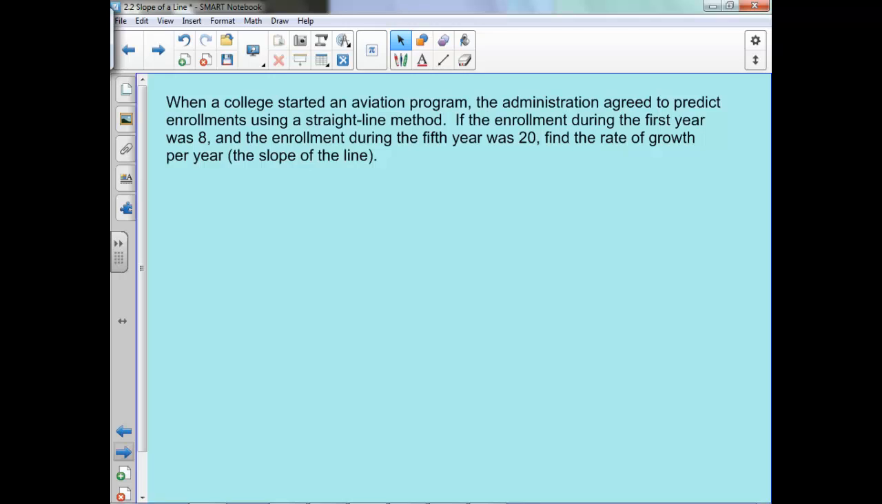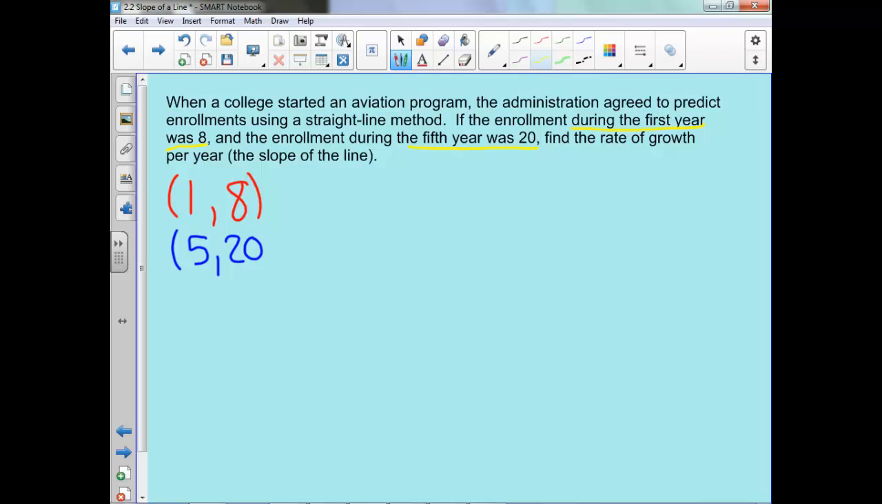So now we've got an actual application problem. Some things to point out. Enrollment during the first year was 8. So that can give us an ordered pair of 1 year and 8 students. And then we also know enrollment during the 5th year was 20. So our second ordered pair could be year 5, we had 20. We want to know the rate of growth per year, or this would be the slope of the line. So once again, we're going to use our slope formula.